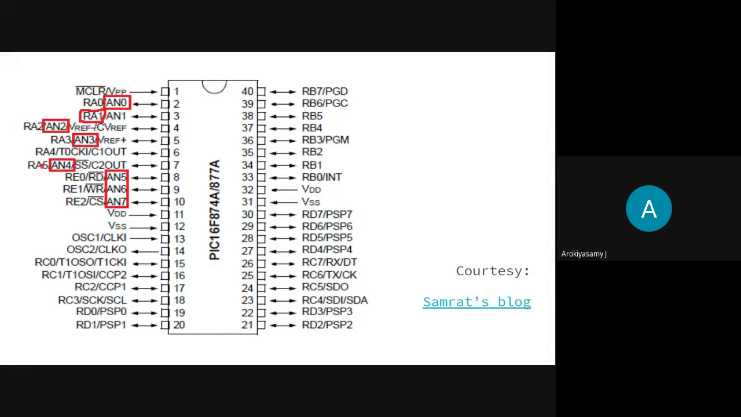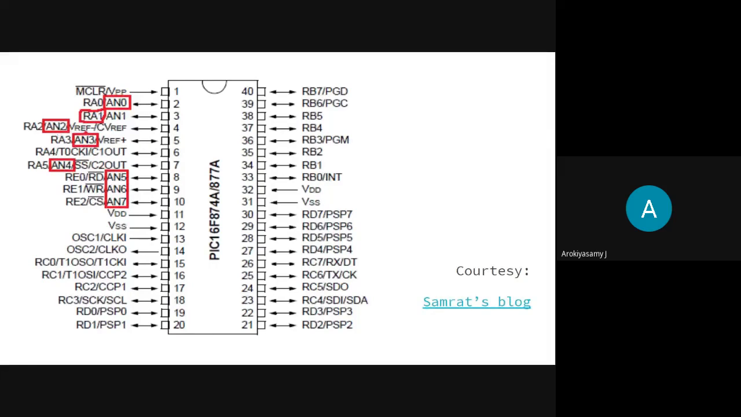And these pins are also used for ADC. See, AN0, AN1, AN2, AN3: analog to digital channel 0, 1, 2, 3. RA4 is used for the inbuilt timer clock output. RA5 is used for analog to digital channel 4. These are the pin functionalities.